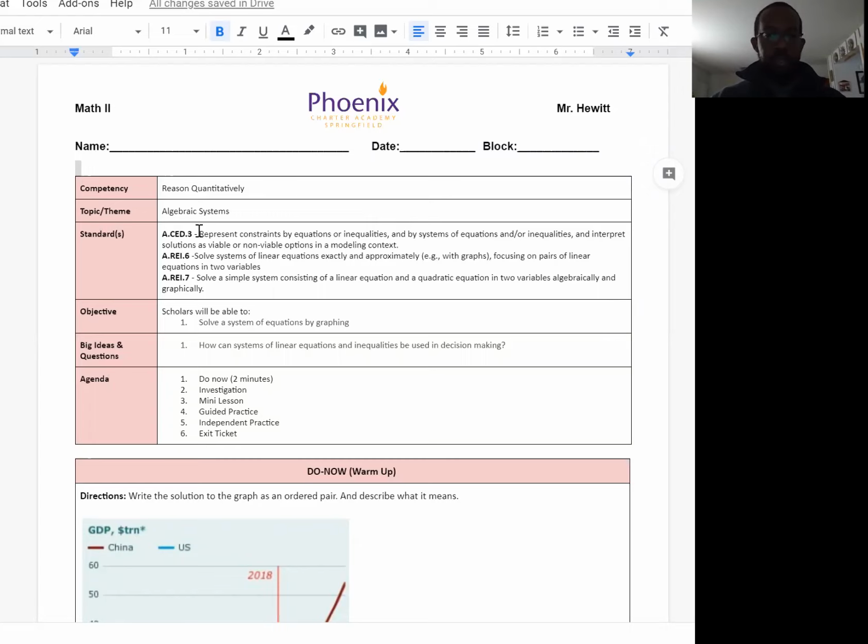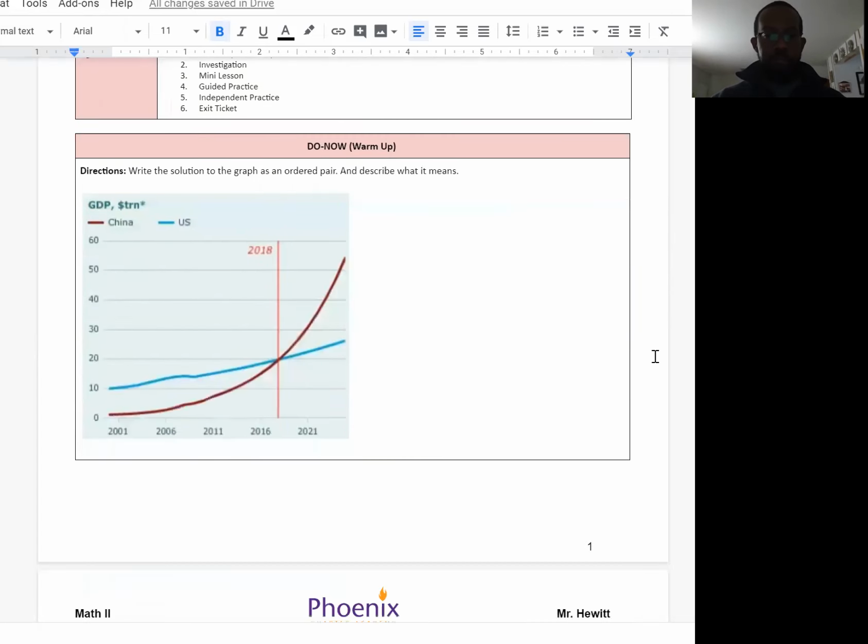The unit theme or topic is algebraic systems. The objective for today is solve a system of equations by graphing. So at the end of today's lesson, you should be able to solve a system of equations by graphing.